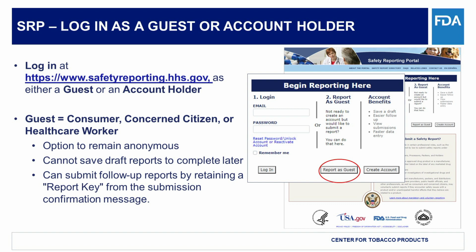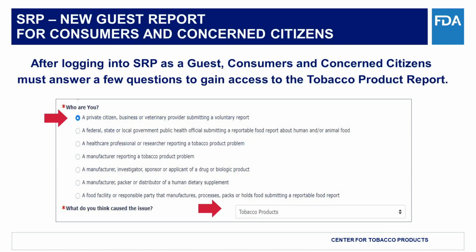Those who choose to submit as guests may remain anonymous or choose to provide contact information, cannot save a draft report to complete later, and can submit follow-up reports by retaining a report key from the submission confirmation message. We will discuss the features available to account holders in a later slide. The SRP contains reporting pathways about many consumer products. Just 2 of the reporting pathways are for tobacco product problems.